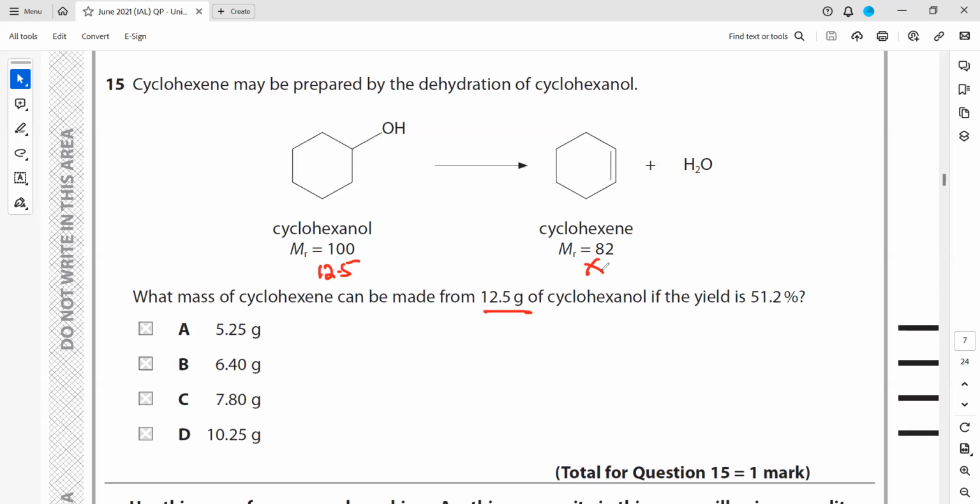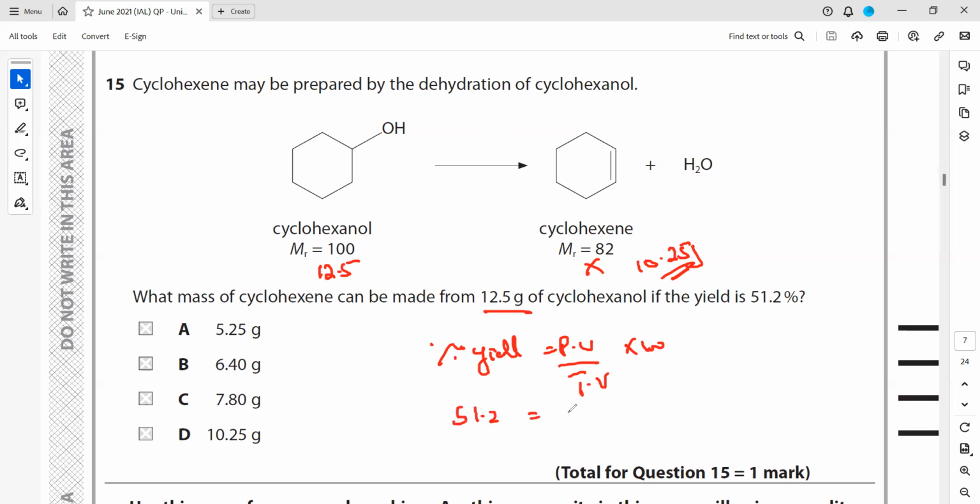It will be 12.5 multiplied by 82, and then divided by 100. So we get 10.25. Theory suggests we should get 10.25 grams. That is the theoretical value. But practically how much do we get? Because we need the practical mass. Percentage yield is the practical value of a product divided by the theoretical value, times 100. So the percentage yield is 51.2%.